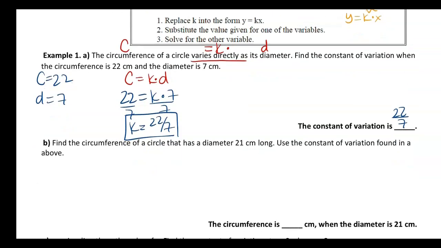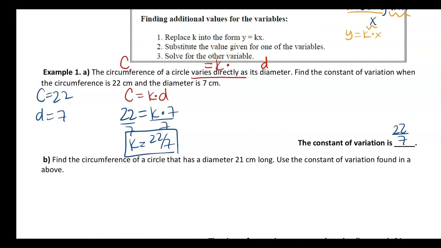Okay, part B is over the exact same question, and this one says, find the circumference of the circle when the diameter is 21 centimeters long. Use the constant of variation formula that was found in part A above. So literally, we're going to take this formula, and I should probably actually write out my formula for part A, using that k value that we just found. So our new equation is going to be c equals the k value, which is 22 over 7, times d instead of x. So times d. And you don't have to keep putting that multiplication symbol. I'm just putting it so you know the operation between it is multiplication. So let me rewrite it.